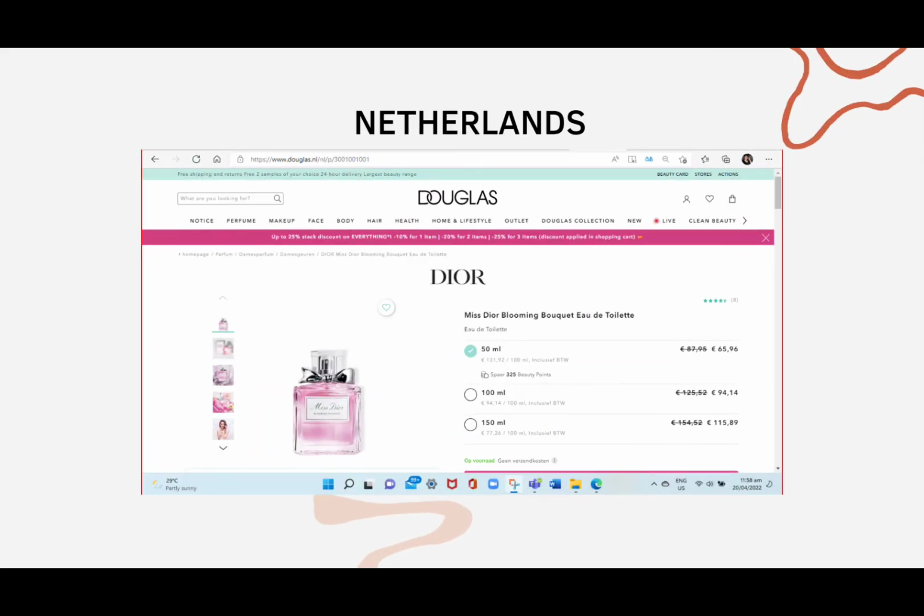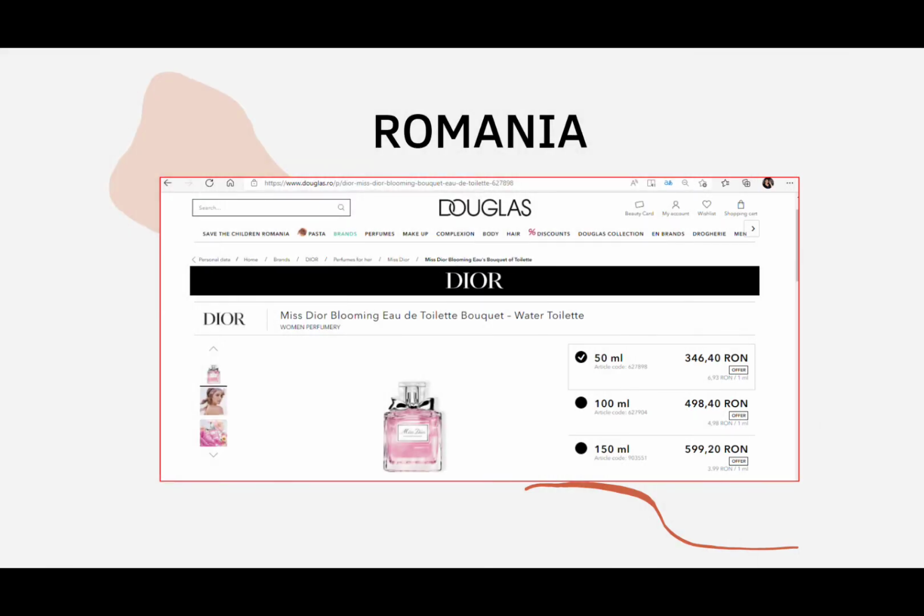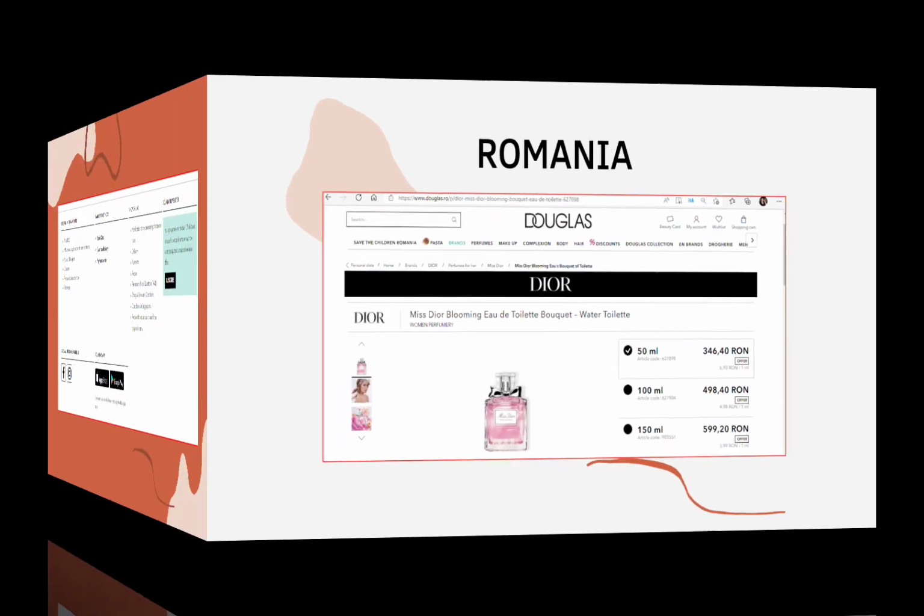The next web page is the Netherlands. Here we have the available prices together with the content in ml of the perfume named Dior. The prices will vary with the content of the perfume. We also checked the website as we did with the Germany web page. Lastly, the web page of Romania. Here are the available prices together with the content in ml of the perfume named Dior.